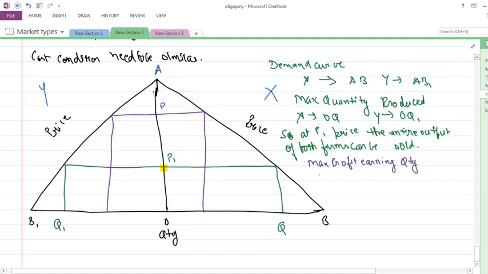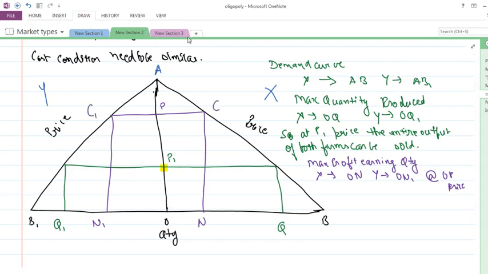The max profit earning quantity for firm X would be ON. For Y it is ON1. So this is the output that they can be selling at OP price. Each of the producers will get a maximum profit of ONCP. So this is the point C, and this is the point C1.